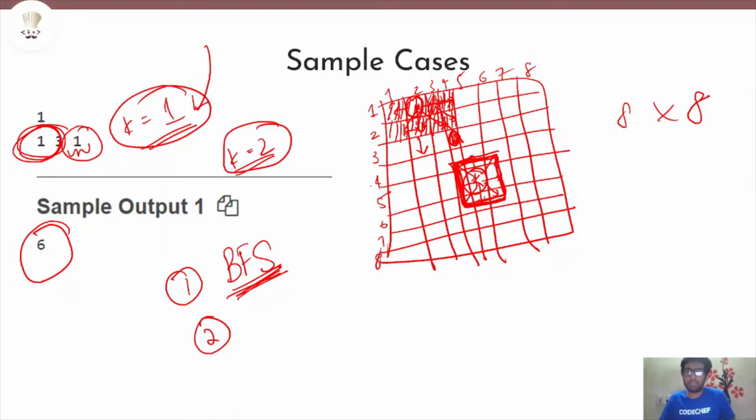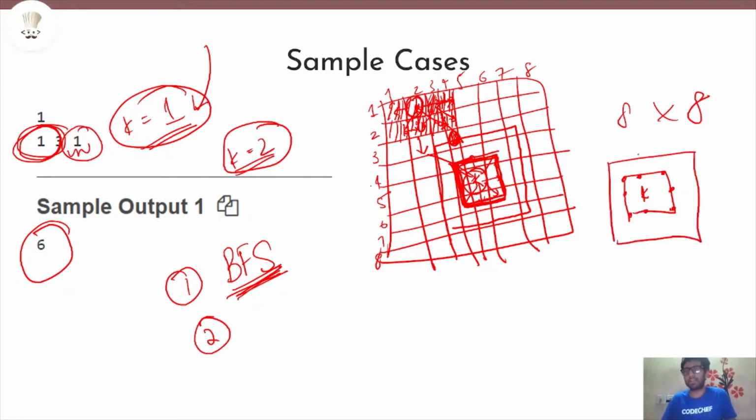Now similarly, if I say 2 moves, it is another box around this box. So if I say 2 moves, it becomes another box around this box. One move, and so on and so forth. So this sort of box approach where you have the king, and these 8 cells that you have can be visited by the king in one move, up, down, left, right, and the 4 diagonal. Now, around this, these cells can be visited in 2 moves.